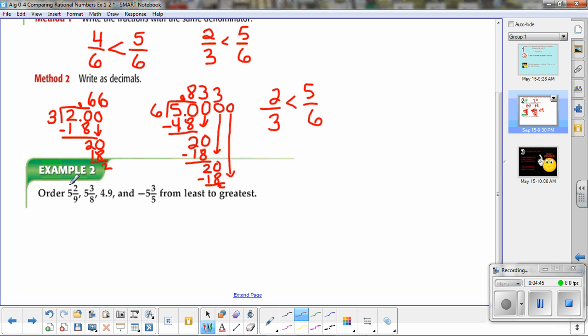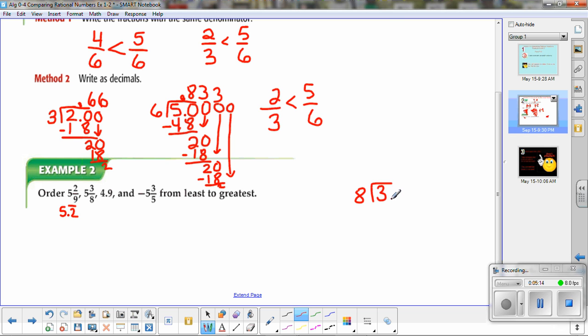This first fraction, 5 and 2/9. This right here, 2/9, if you remember from earlier, 2/9 is the same as 0.2 repeating. So this one is the same as this. For 5 and 3/8, I'm going to change the 3/8 to a decimal, and if you don't know what the decimal equivalent of 3/8 is, you'll do 3 divided by 8.